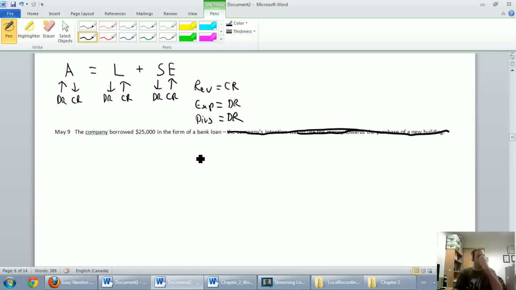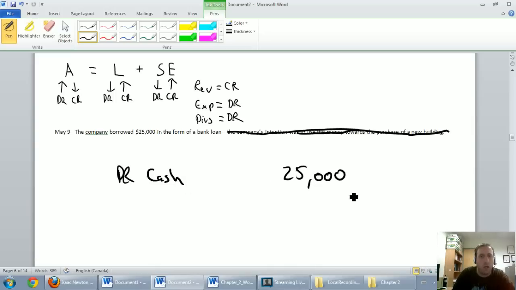All right, so I guess my first question is, is cash involved? And the answer is yes. We borrowed 25 grand in cash. We didn't borrow 25 grand in widgets or anything else. We borrowed 25 grand in cash. Cash is an asset. That asset is going up. Let's debit cash. All right, so we debit cash for 25,000.